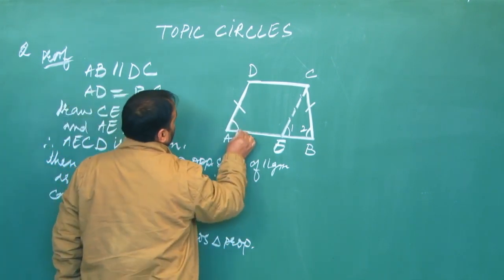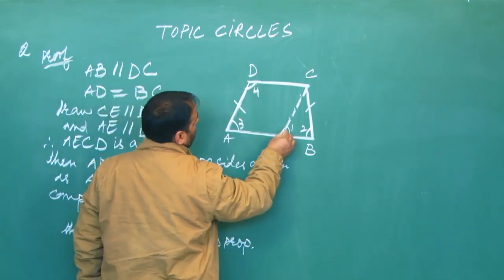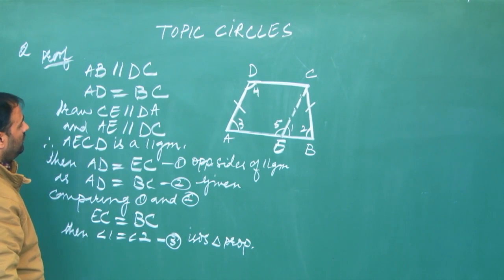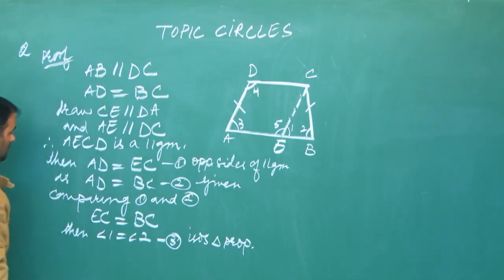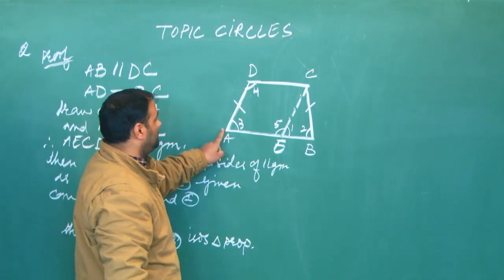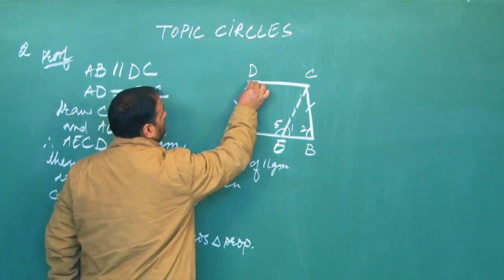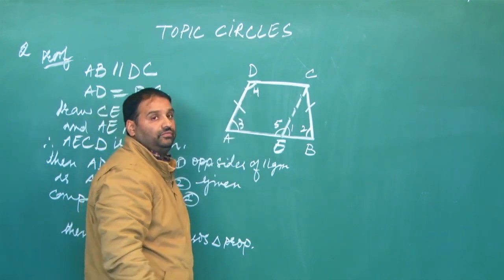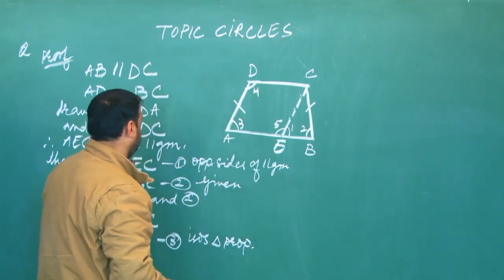Now, take this as angle 3 and this as angle 4 and this angle as 5. Now, we can write angle 3 plus angle 4 is 180. Now, how is angle 3 plus angle 4 equal to 180? Because if we take AB and CD as two parallel lines intersected by another transversal AD, then the angles formed in the interior of the transversal are 3 and 4 and their sum is equal to 180. We call these co-interior angles.